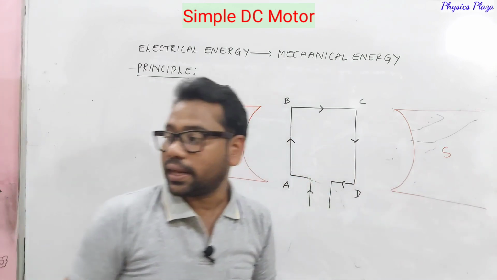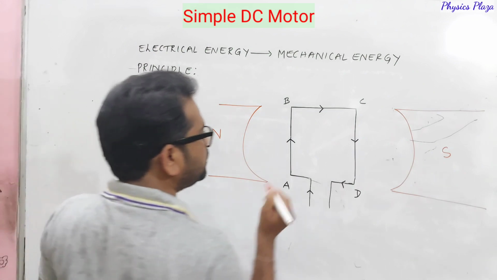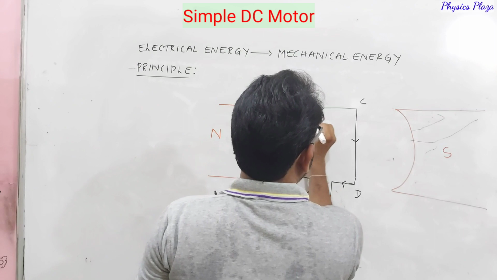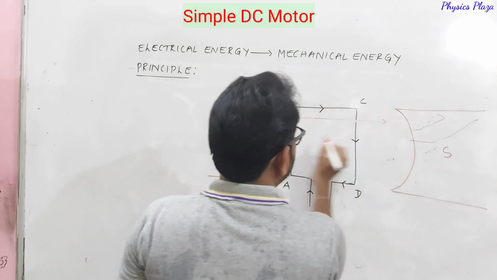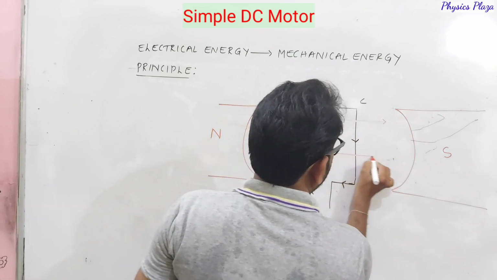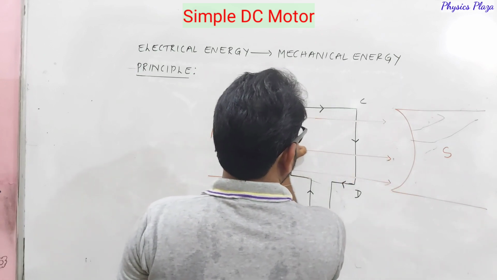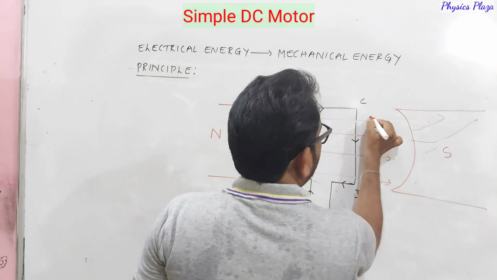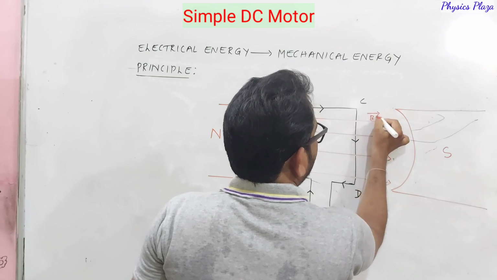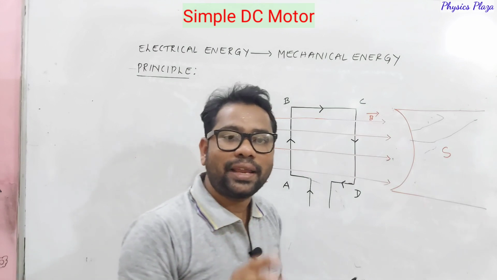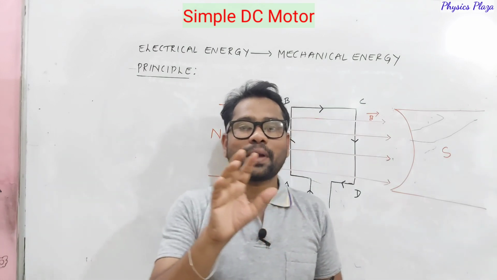Now, how will the magnetic field direction be? We know that it is always north to south. So this is the direction of the magnetic field. Children, try to understand: what will happen when a current carrying rectangular copper coil is placed in a magnetic field?